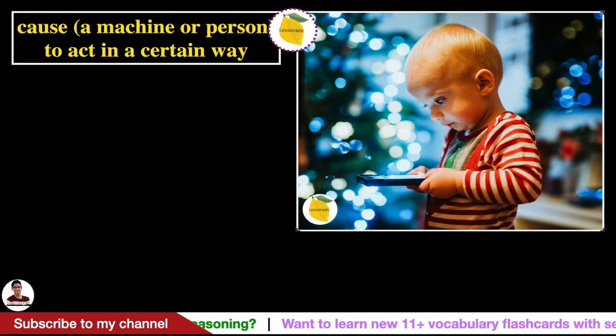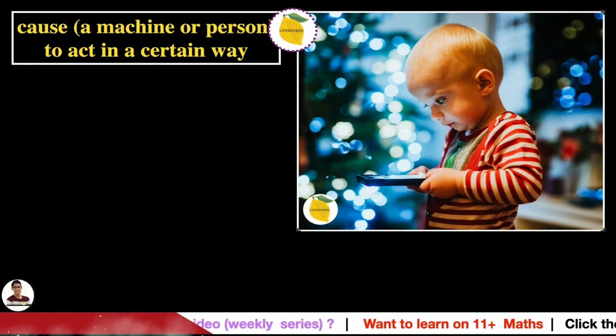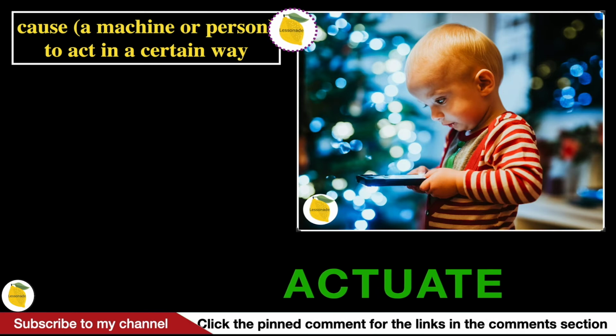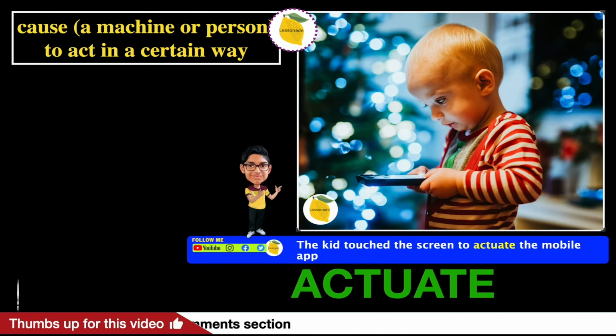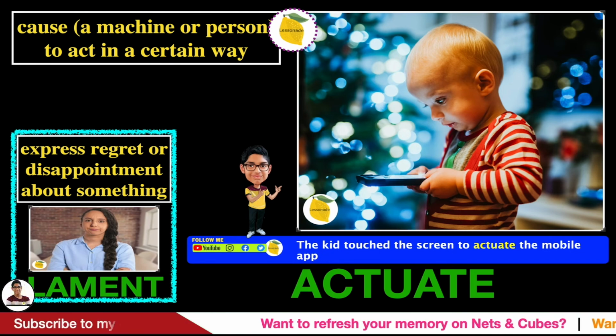The next definition we have is cause a machine or person to act in a certain way. In this picture, we can see a person who's causing a machine to act in a certain way, and therefore the word will be actuate. And the sentence for this word is, the kid touched the screen to actuate the mobile phone. So before we go on to the next one, let's try to recall the previous slide, and the word we learned in the previous slide is lament. Let's go on to the next one.